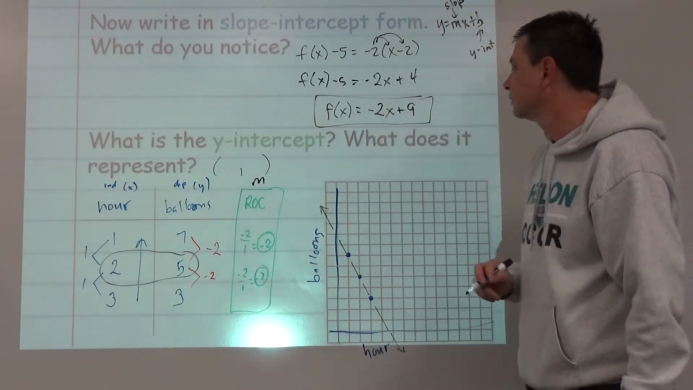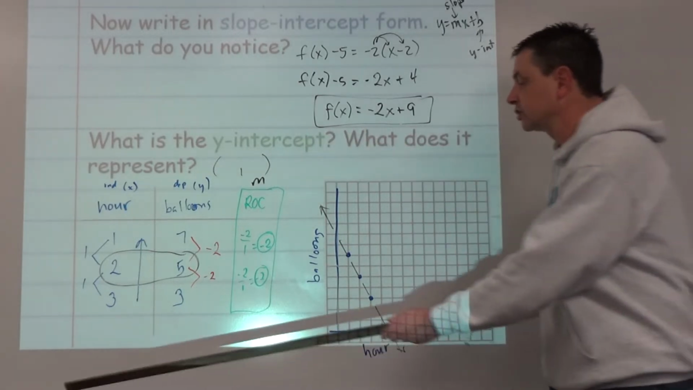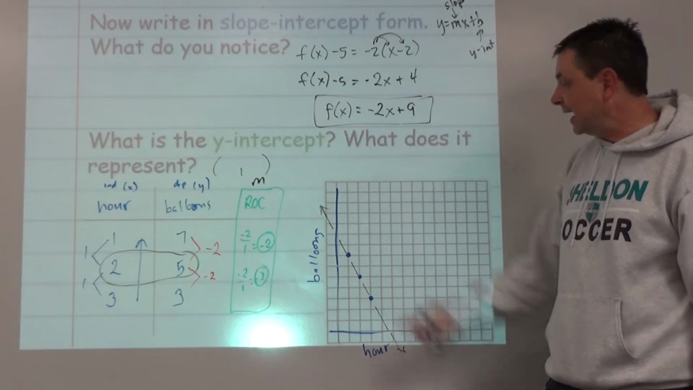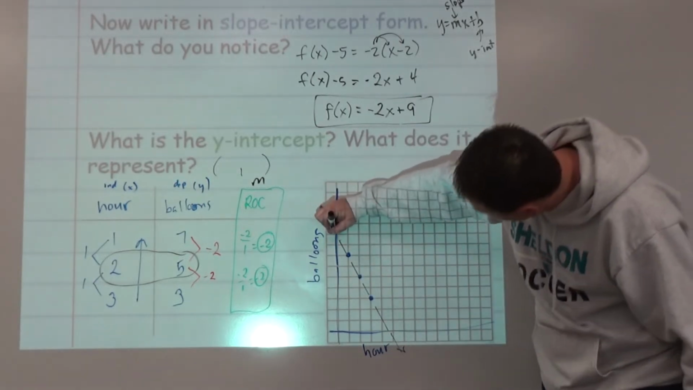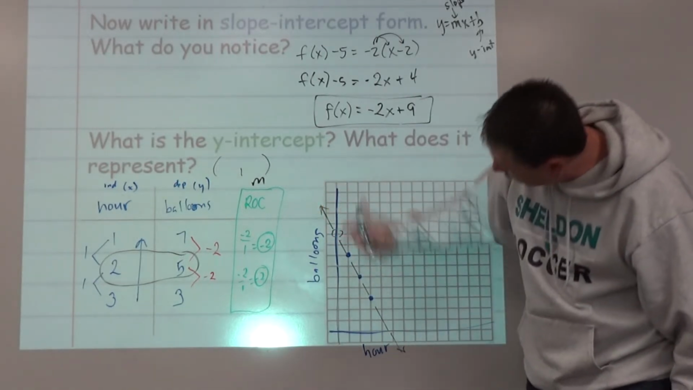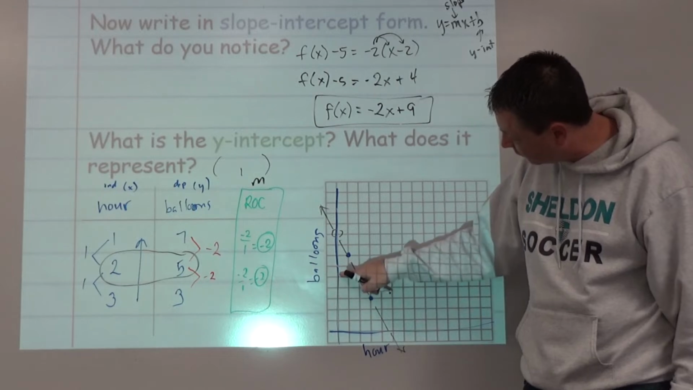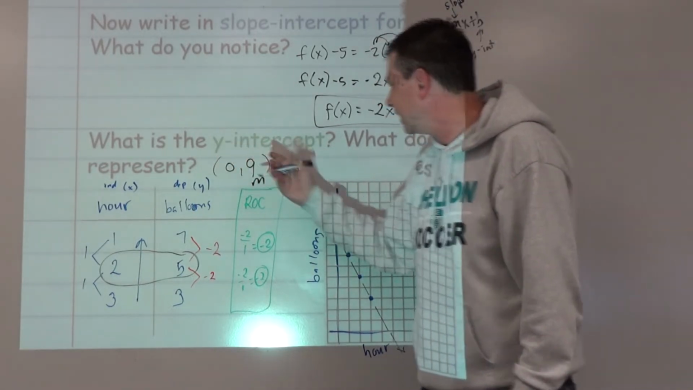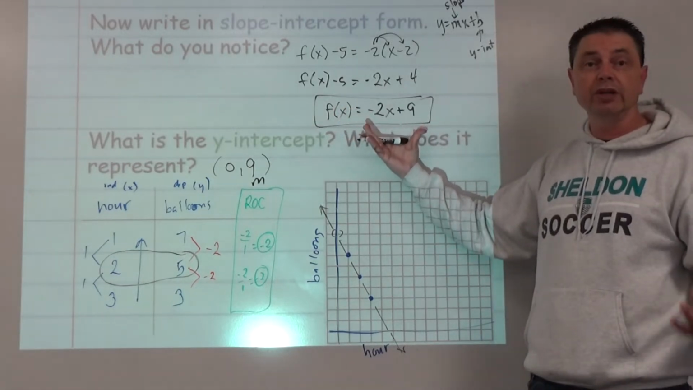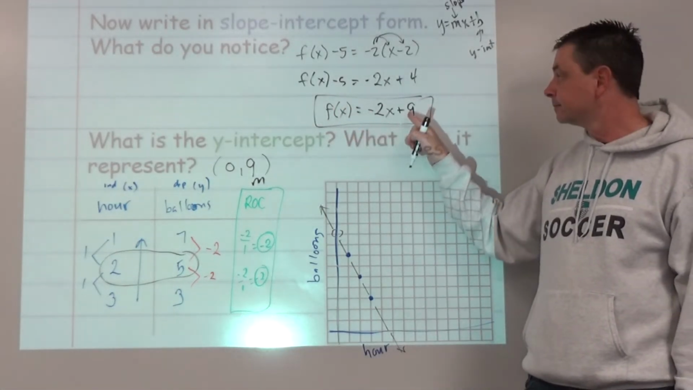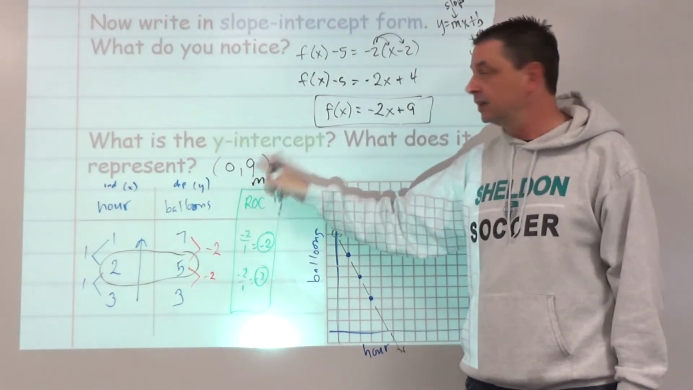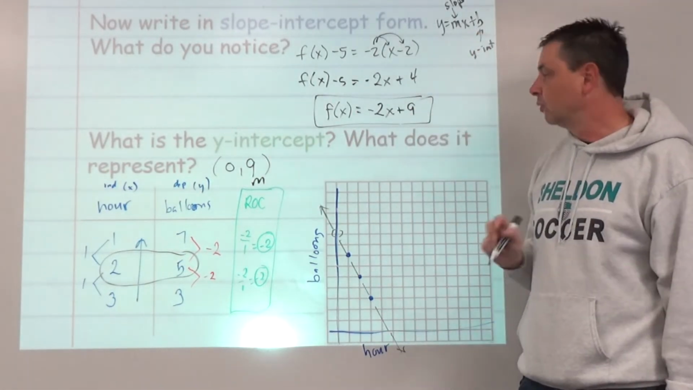Something like that. So the y-intercept, where are we intersecting the y-axis? Right in here. Where is that? 1, 2, 3, 4, 5, 6, 7, 8, 9. It is the point 0, 9. Now look at the equation. What do you notice? The b is the y-intercept. 9, 0, 9 there.